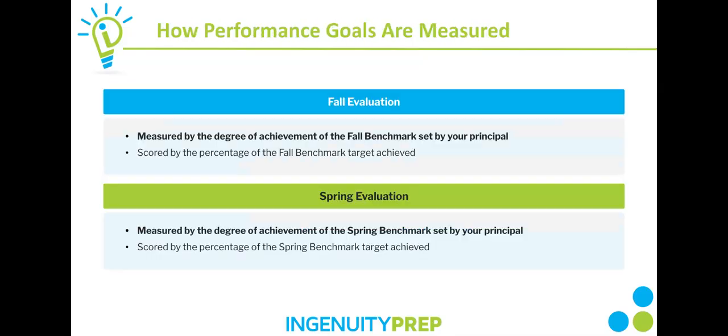Performance goals are measured the same way in both cycles, against the benchmarks for the goal. In the fall, your score is based on the percentage of the fall benchmark you have reached. In the spring, the percentage of the spring benchmark you have reached. That is why the benchmarks matter. They are the basis for your score. Your rating moves from not on track to almost on track to meet to on track to exceed, depending on the percentage of the target you achieve.